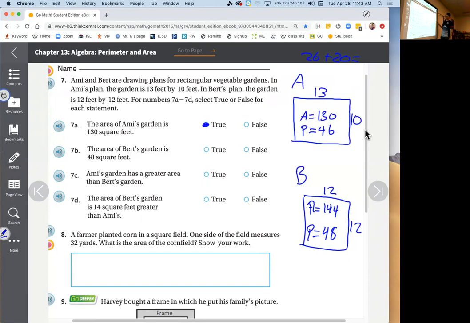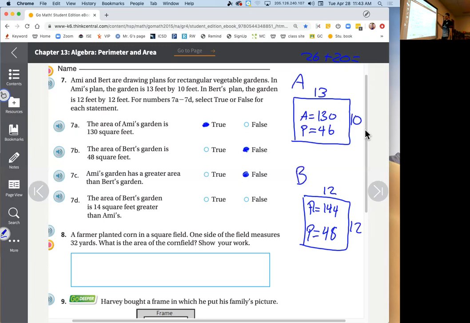The area of Bart's garden is 48. That is false, because the area is 144. The perimeter is 48. 7C. Amy's garden has a greater area than Bart's garden. Is the area bigger here in Amy's or in Bart's? Bart has 144. So Amy has a greater area. That is false as well.